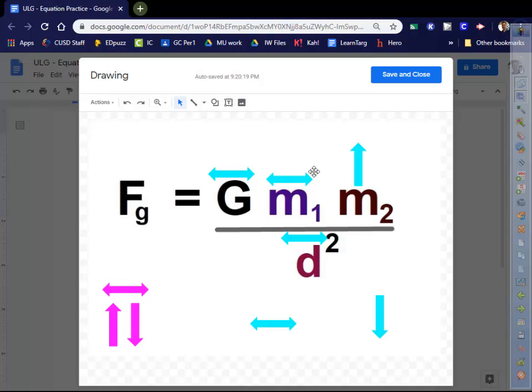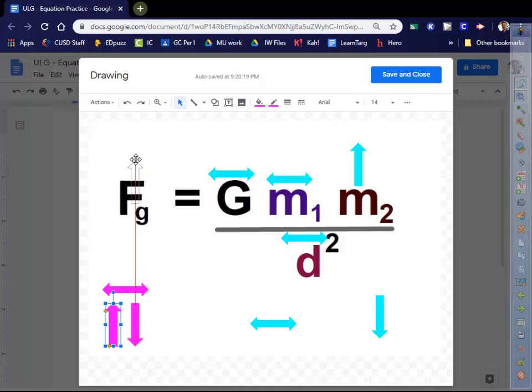So now we have to solve. If we're looking at our fraction, the bottom's constant, so we can basically ignore that. Look at just the top. These two are constant, so all we have is this going up. So if the mass is going up, the only thing happening is the mass is increasing on this side. What does that make happen to the entire fraction when the mass increases? So what has to happen to the force of gravity?